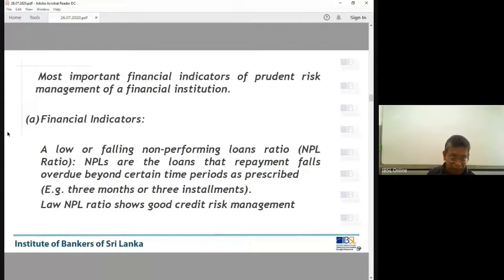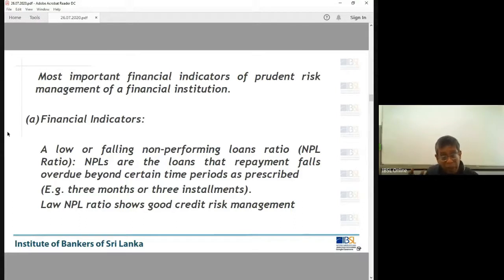One is financial indicators. First, we look at the NPL ratio. What is the NPL ratio? NPL is non-performing loans. According to the central bank, I think you are going to learn all these things in another subject. The NPL ratio means the loans in arrears, or loans not paid, divided by total loans granted, multiplied by 100. It tells you the percentage of NPL.